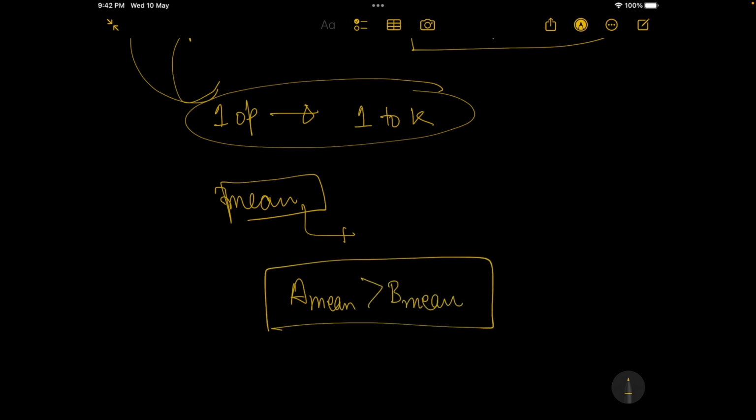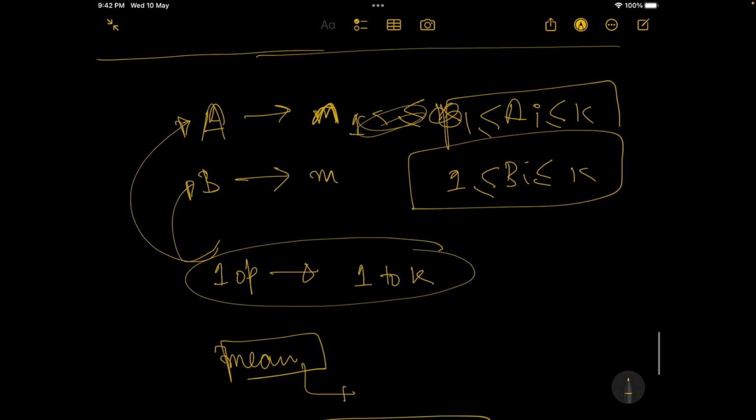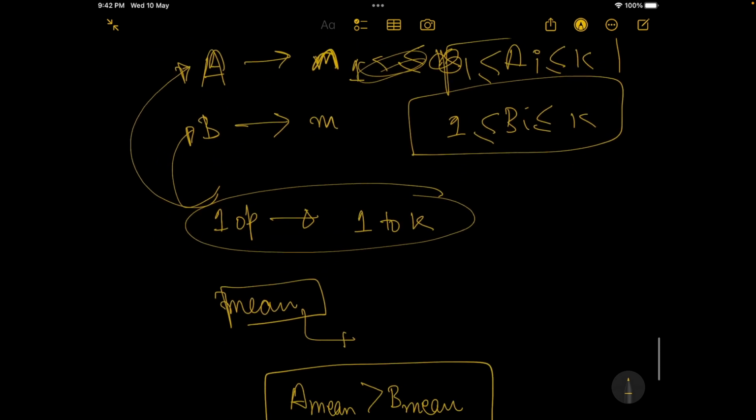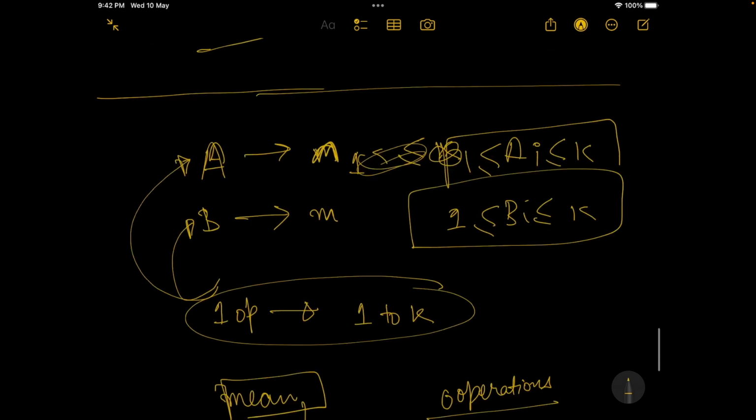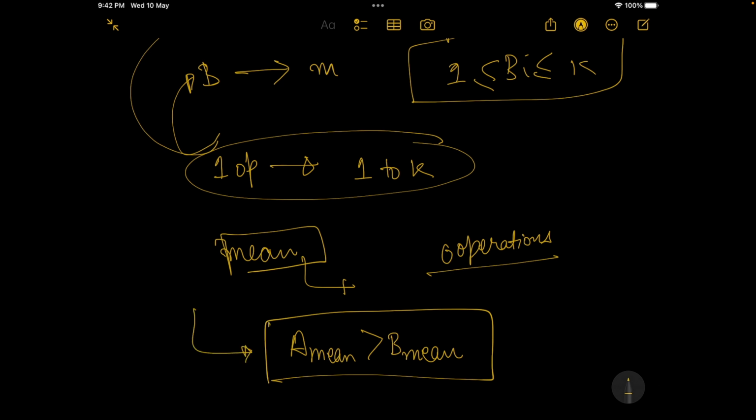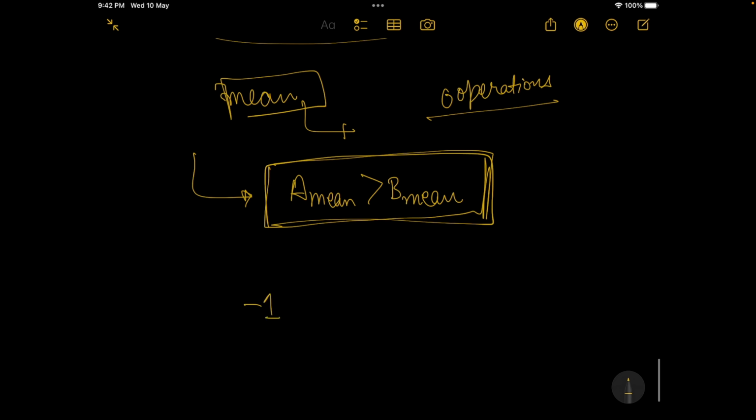Till the time you'll keep operating it, and maybe it's possible that even initially the mean of A was greater than mean of B, then you'll print that 0 operations are required. Else you'll print how many operations are required. However, if this approach or any number of operations cannot get you to this particular inequality, in that case you'll have to print -1. So let's firstly try to tackle whether -1 is even possible.